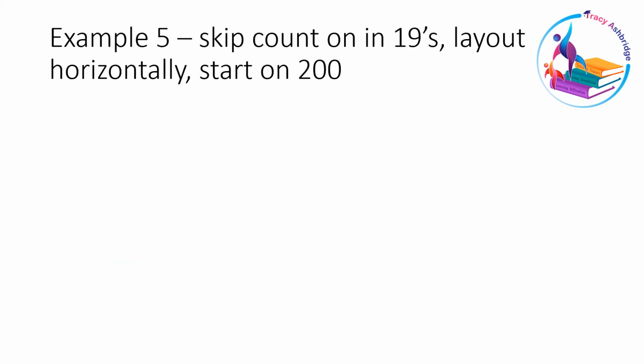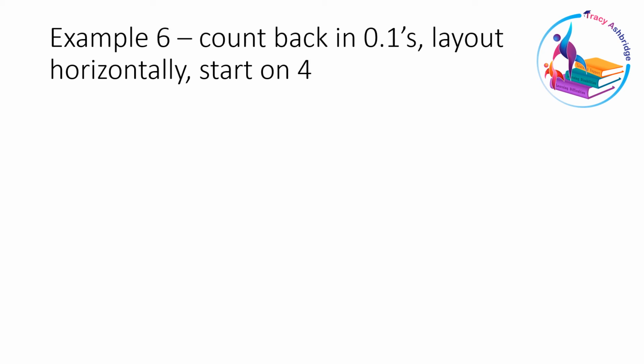Skip counting in 19s. This is fascinating. So start on 200. Add 19. Add another 19. Now have a conversation with your children. How did you do it? And some will say they added 20 and took away 1. Some will count on 19. It'll be really interesting to see what sorts of conversations come out when you ask them to skip count in something like 19s, where you're looking for different strategies going on. So that one's a really good one for conversation. You could do it with 9s as well.